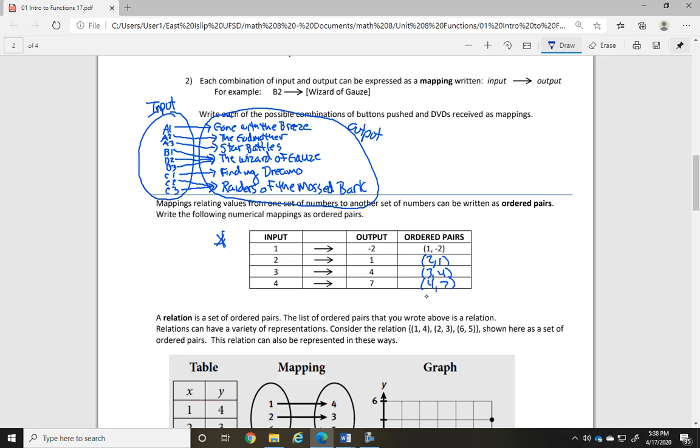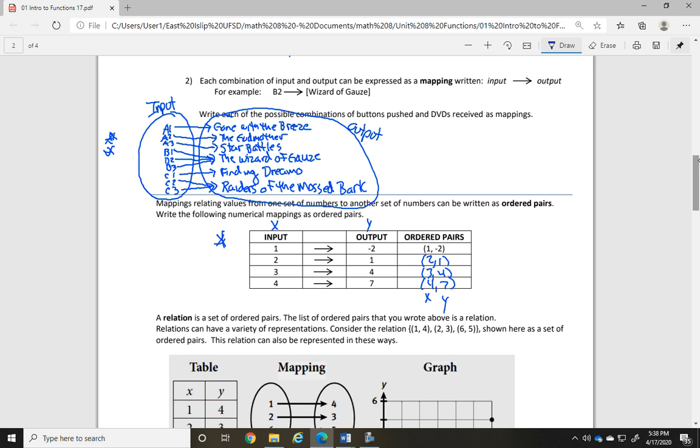So the input always comes first. The input is your X value. The output comes second, which is your Y value. Above the input column, we could actually put an X, and above the output column, we could put a Y. So inputs and outputs can look like tables of values. Inputs and outputs can be rewritten as ordered pairs, and inputs and outputs can be written as a mapping with these arrows.